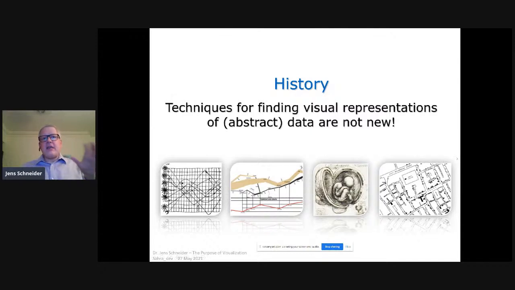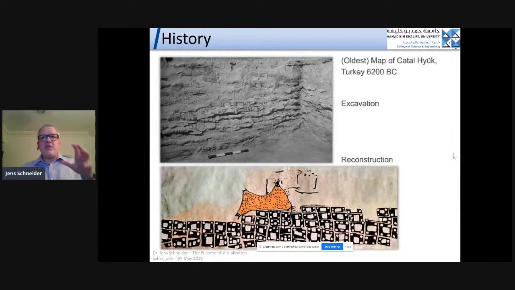Let's have a brief look at the history with that in mind. You might think this is all high-tech and very new, but it's not true. Visualization dates back thousands of years, and one of the oldest examples is this map here from Turkey, 8,200 years ago. Somebody came up with the idea of imagining what it would be to look at the city from the top, a bird's eye perspective. At that time, people were not able to gain this perspective.